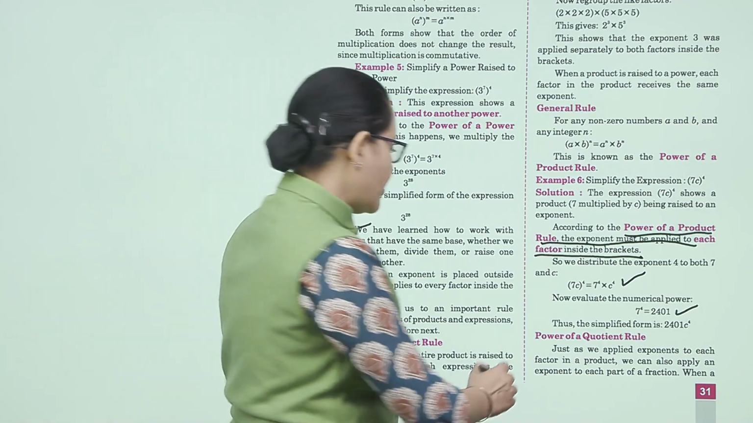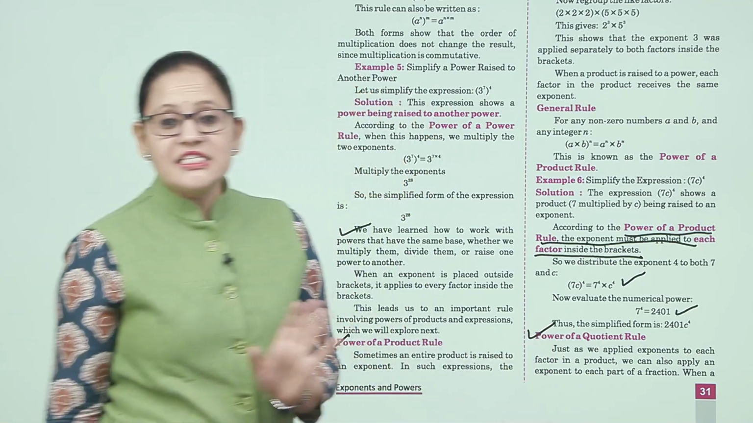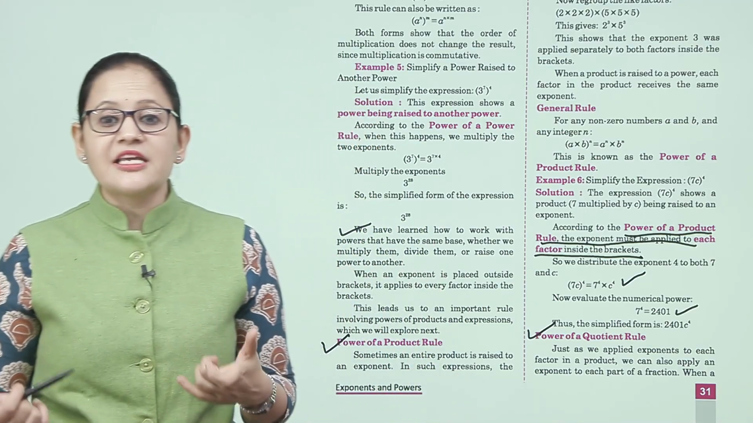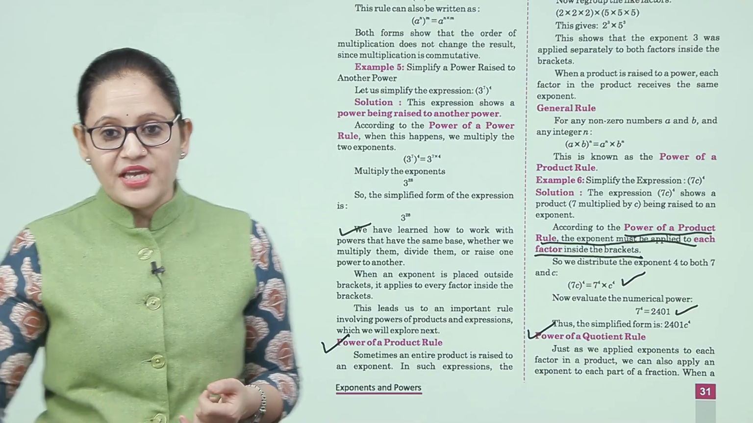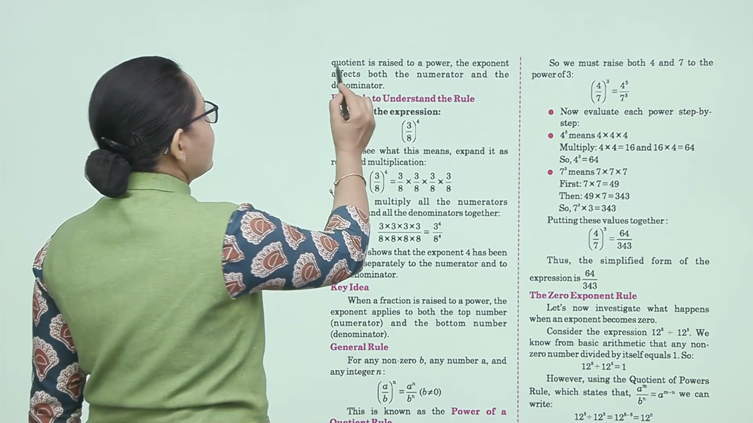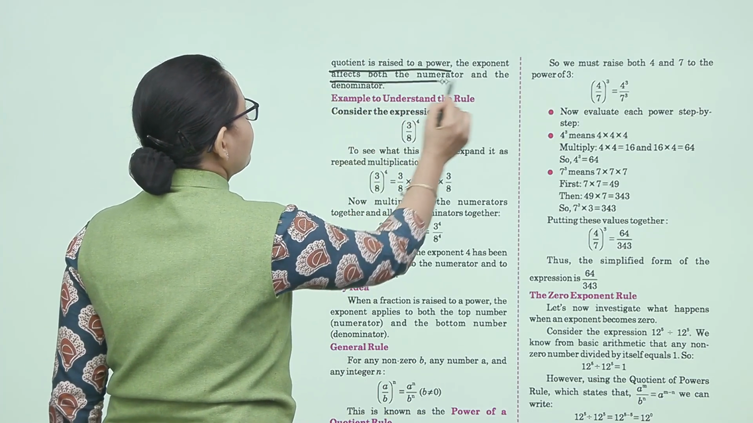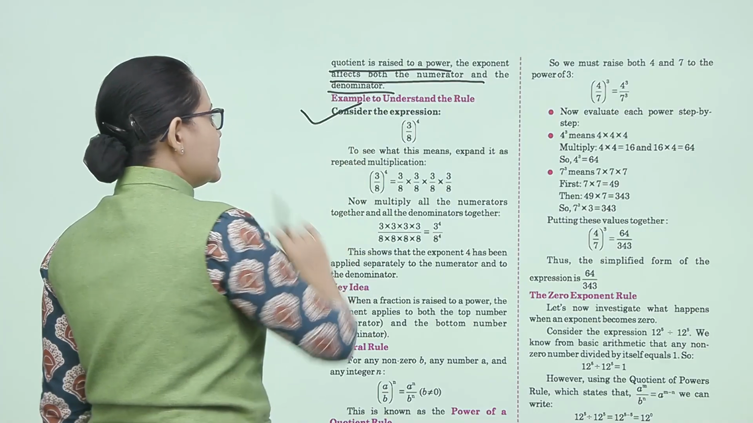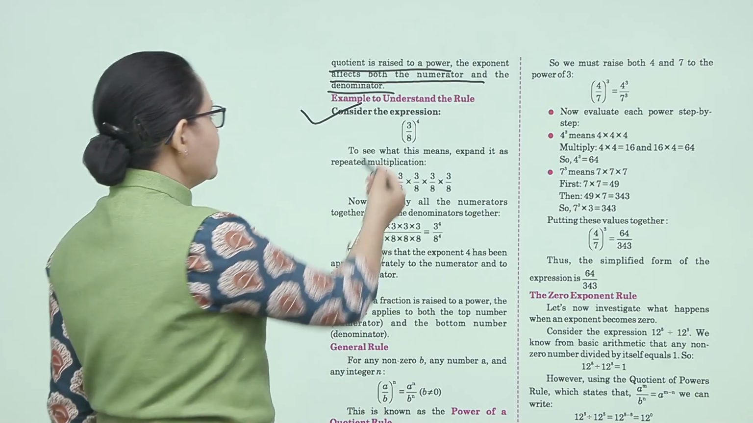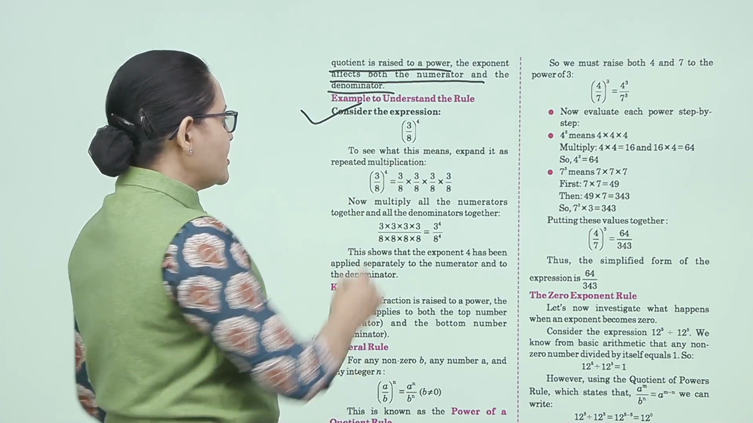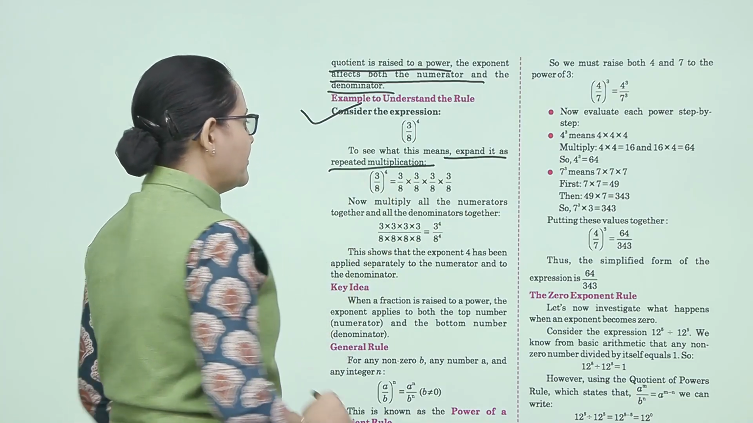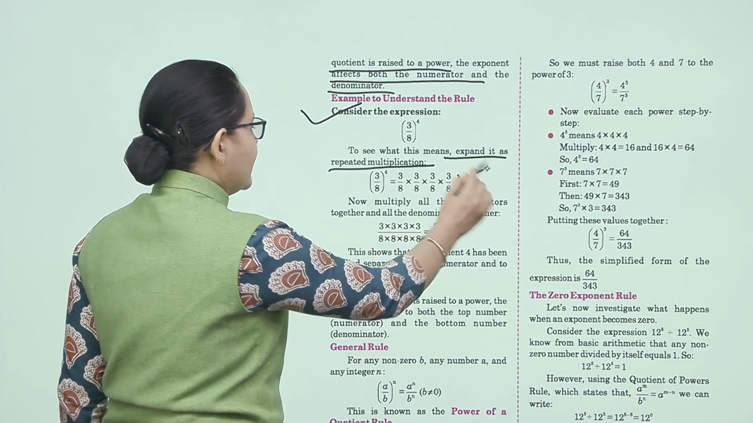Next is the power of the quotient rule. Just as we applied the exponent to each factor of the product, we can also apply an exponent to each part of a fraction. When a quotient is raised to a power, the exponent affects both the numerator and the denominator. Let's see an example to understand this rule. Consider the expression (3 by 8) to the power 4. This means we expand it as repeated multiplication. So we will expand it like this.